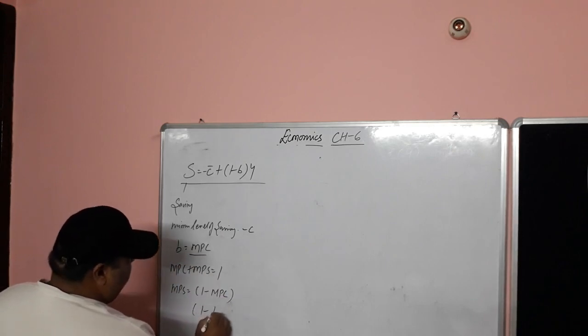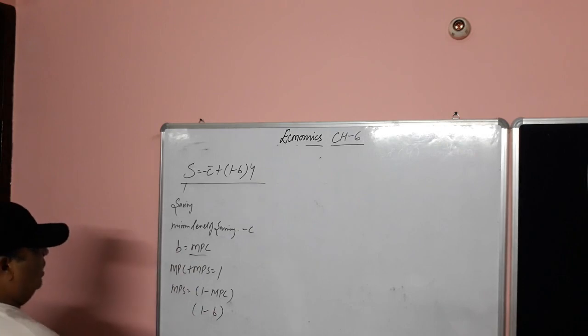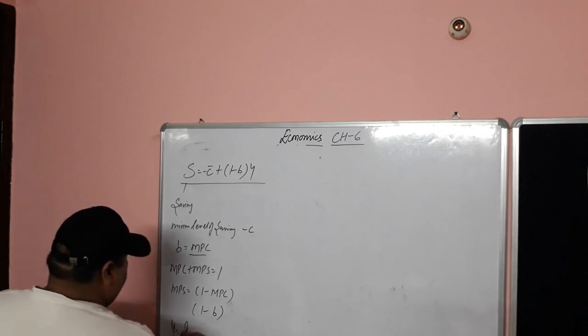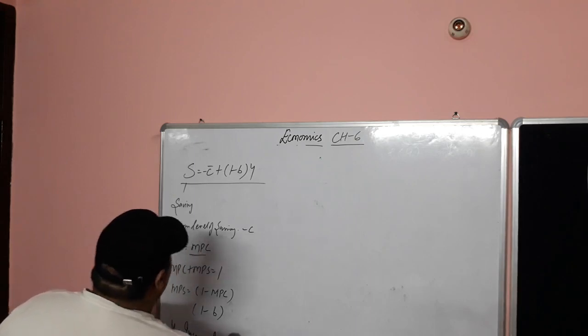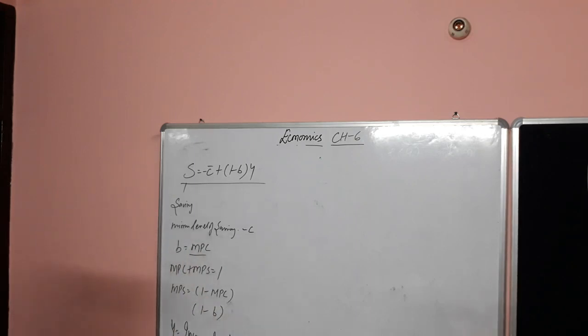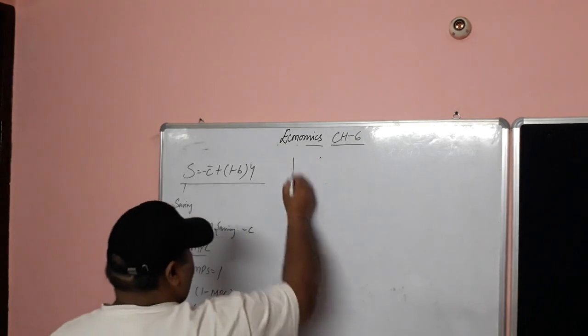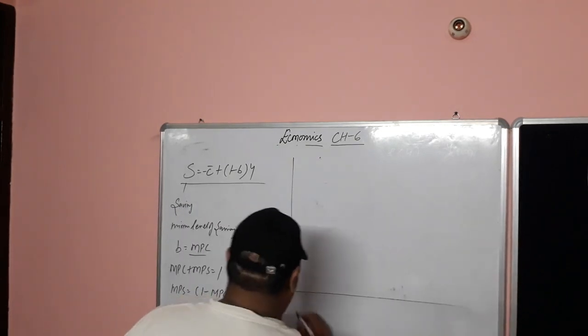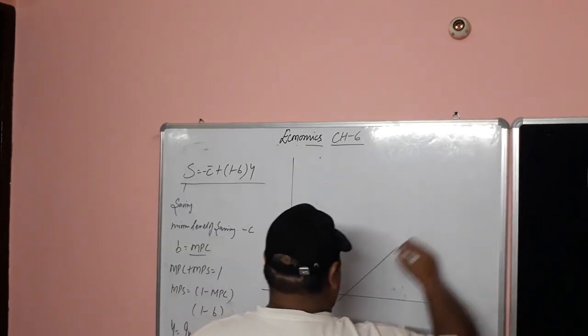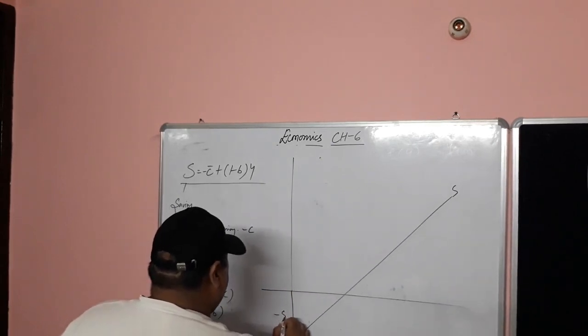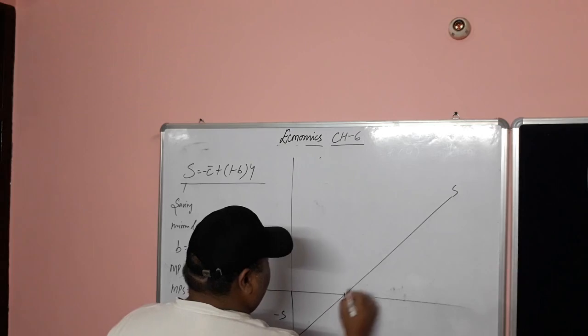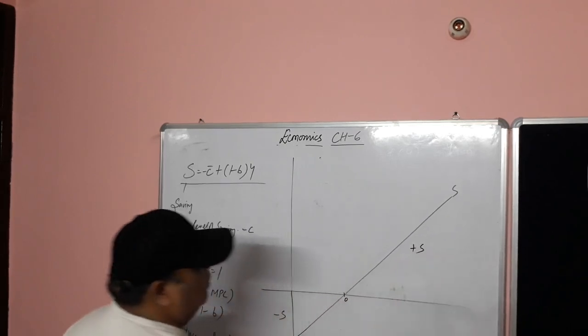So we write down here 1 minus B, or by indicate to the income level of the consumer. So now how we derive the saving curve? The saving curve is like this. It means negative saving, after that 0, then positive saving.